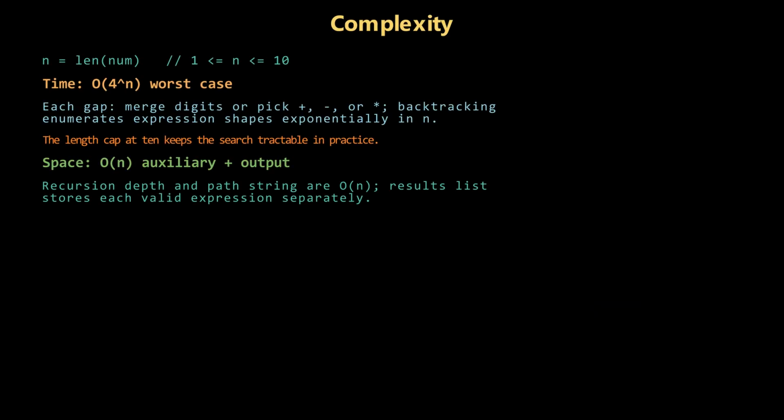N is the length of number, capped at 10. Time is order 4 to the n in the worst case. Each gap chooses whether to merge digits or insert plus, minus, or multiply, so the search enumerates expression shapes exponentially, but the small limit keeps it tractable. Space is order n for the recursion stack and the path string, plus storage for the answer list.